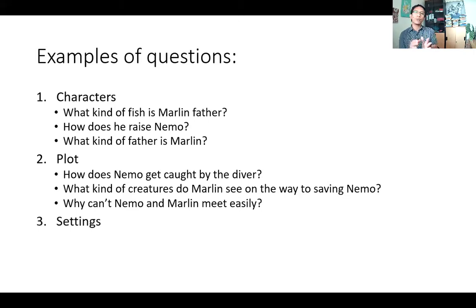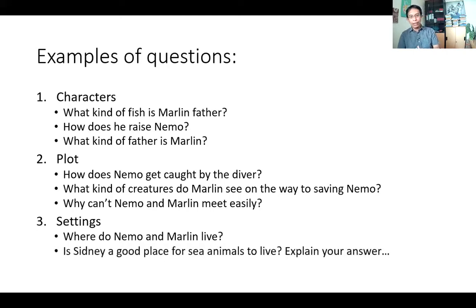Now, last one is about the setting. You can ask logical questions or elaborative questions about the setting as well. A logical question would be, where do Nemo and Marlin live? They live in a reef, or later in the movie we find out that they live in the Great Barrier Reef in Australia. Now, you can also ask a question like this: is it a good place for sea animals to live?